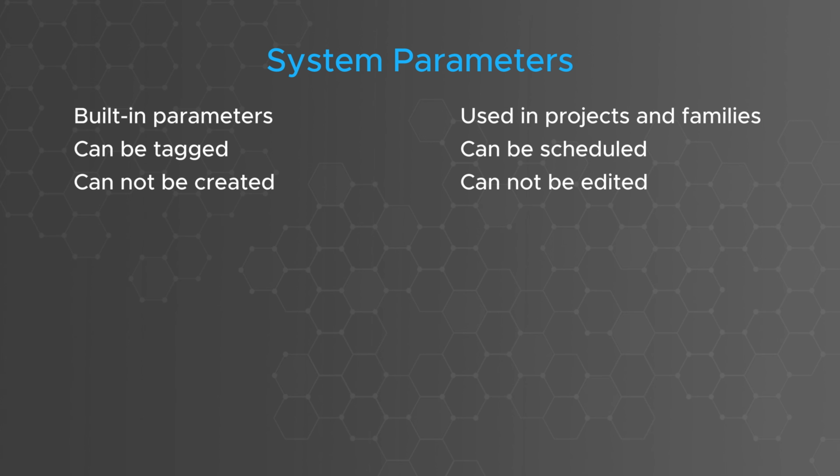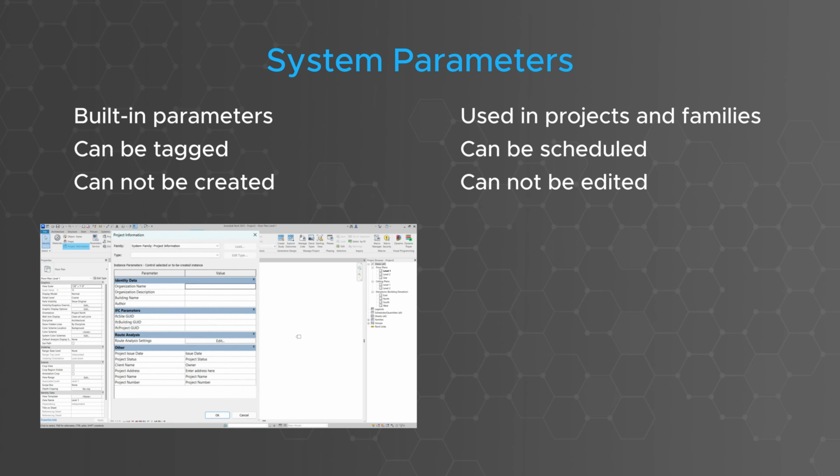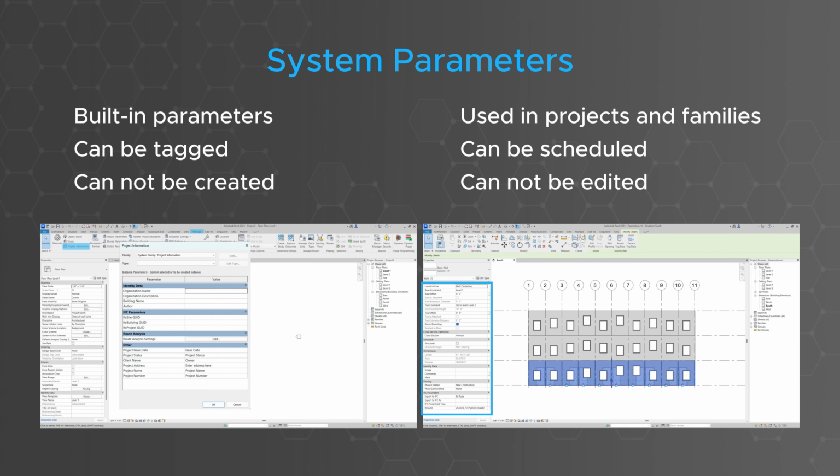For example, when starting a new model, you come across some system parameters, similar to those in project information or the built-in parameters in the system families, such as walls, ceiling, and floors, that appear when clicking on Edit Type.